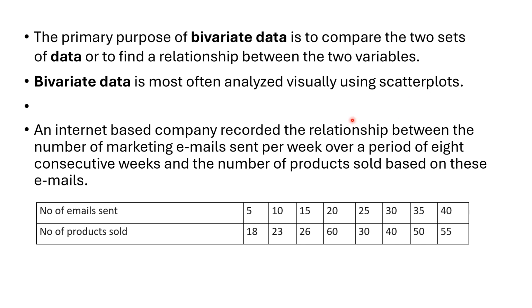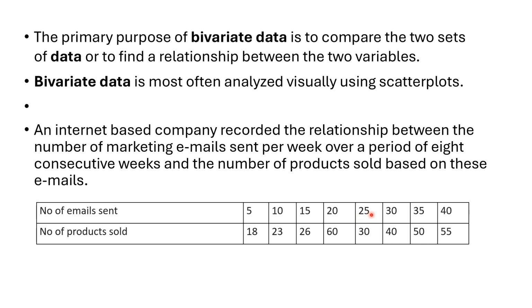So, I'll give you an example. An internet-based company recorded a relationship between the number of marketing emails sent per week over a period of 8 consecutive weeks and the number of products sold based on these emails. So here when they sent 5 emails, they sold 18 products. Then when they sent 10, they sold a little more, 23. When they sent 15, they sold a little bit more, 26. When they sent 20 emails, they sold 60 products.